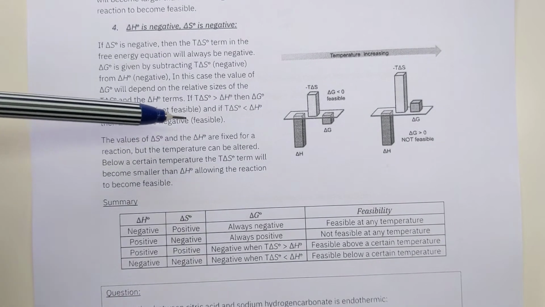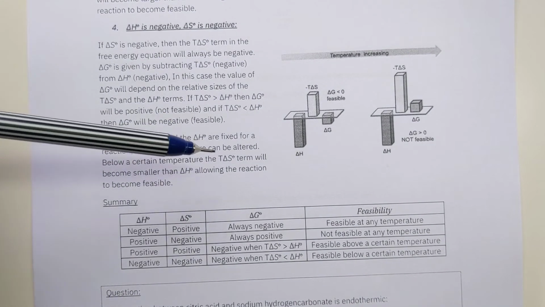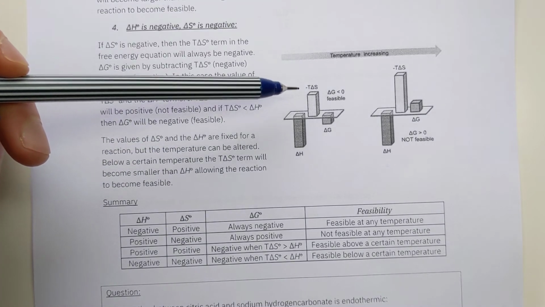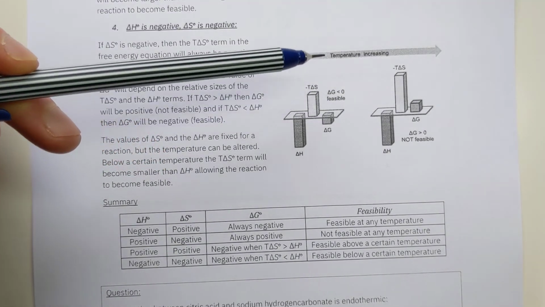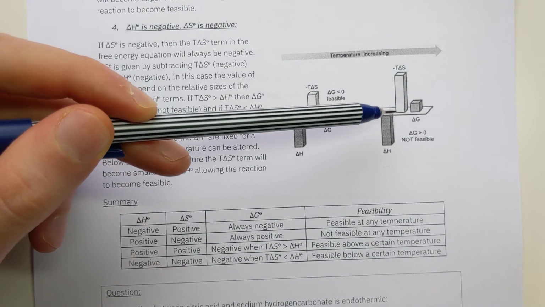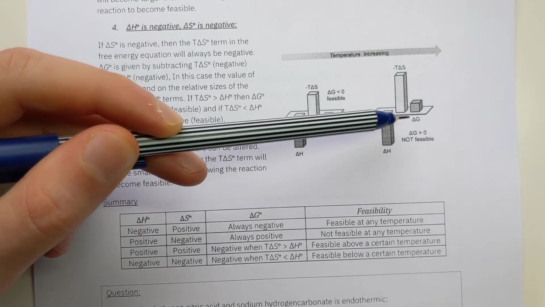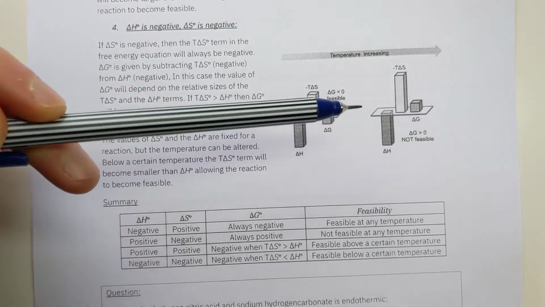Again, the values of delta H and delta S are fixed, but temperature is alterable. So what we would say here is that this reaction is going to be feasible below a certain temperature, because once the temperature gets a bit too high, your T delta S term becomes a bit too positive and it's going to overtake delta H and make the reaction overall positive in delta G.